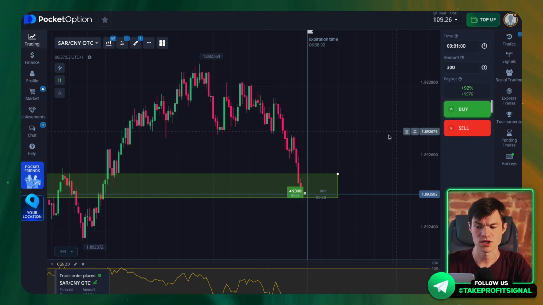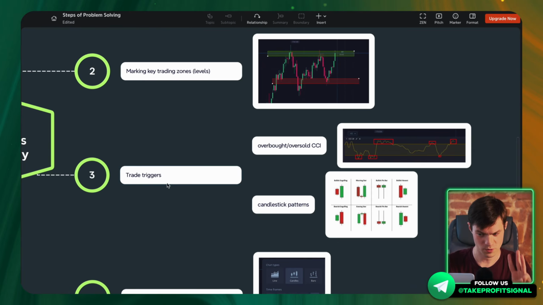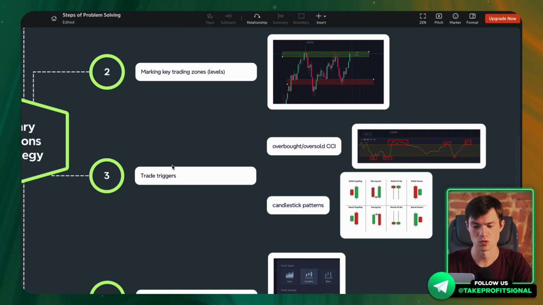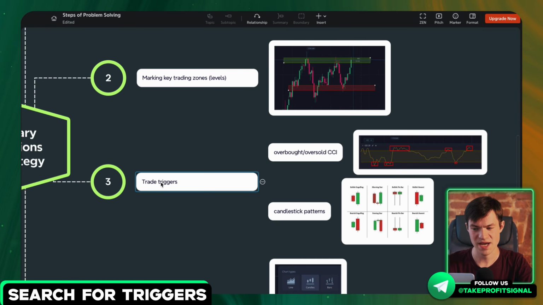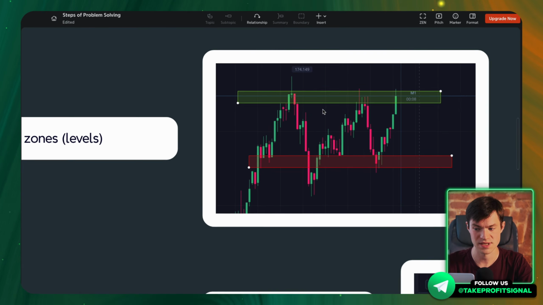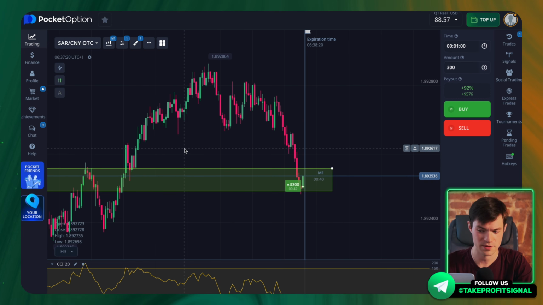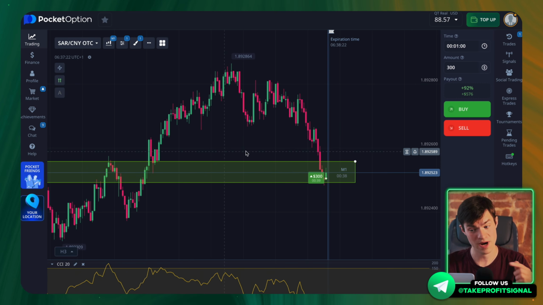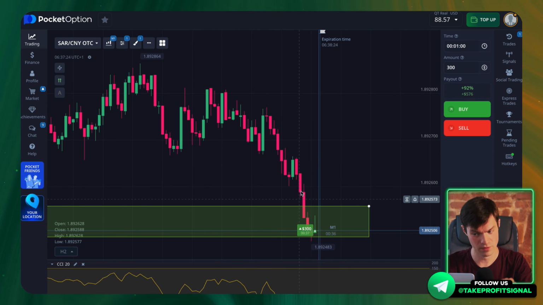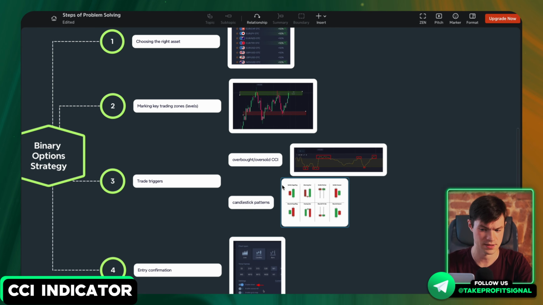I think we can continue trading. At the same time, I will gladly tell you about the third point of my checklist, which is to look for triggers. Because as you realized, trading only from support and resistance zones, as in this case, is simply impossible. It will not bring you any result. But if you use the right triggers, I have several of them, but today we are going to talk only about the CCI indicator.